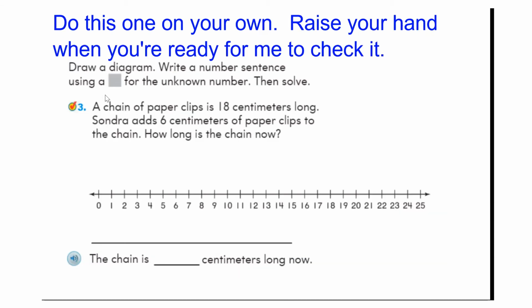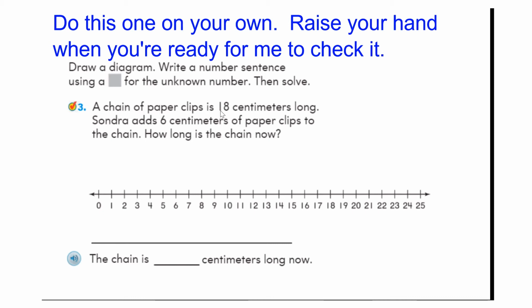Same directions here, draw a diagram. It's already been drawn, but if you would like to hit pause and draw that number line to 25, you go right ahead so you can work along with us. And then we are going to write a number sentence using a box or a question mark for the unknown number. Then we're going to solve it.